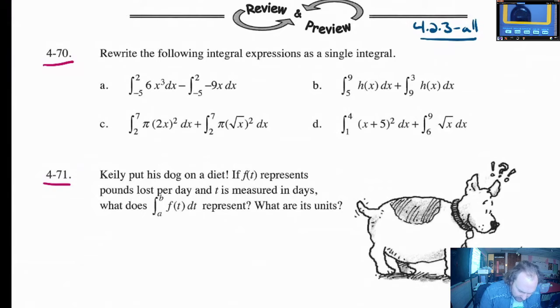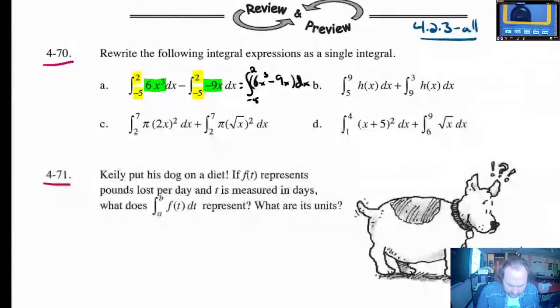On question A, I noticed that the bounds are exactly the same on both integrals, so that means we can just subtract the two integrand parts of this. So this would be the integral from -5 to 2 of (6x^3 - 9x) dx. Just combining the two green parts together.